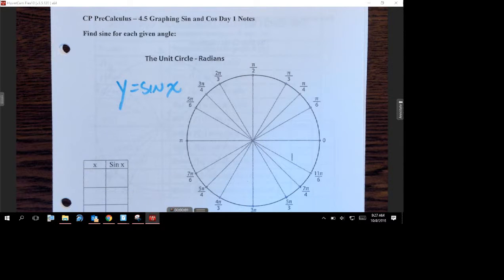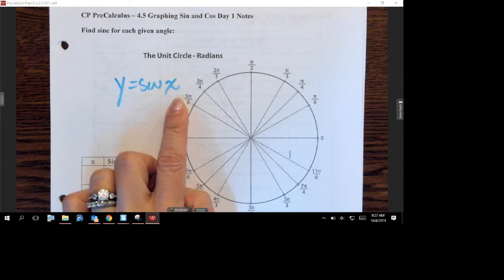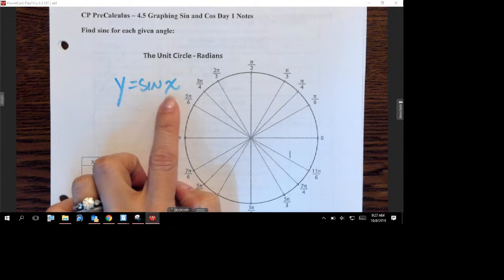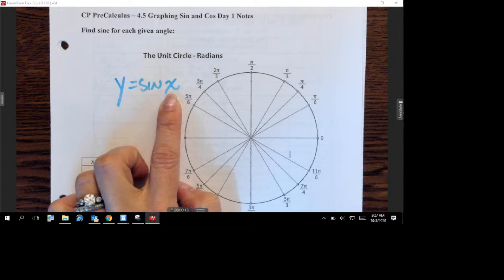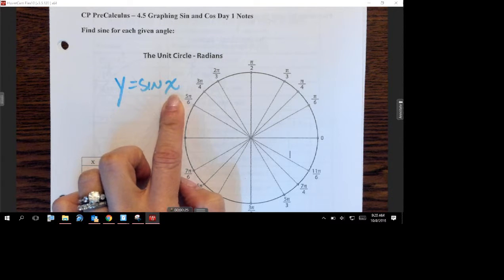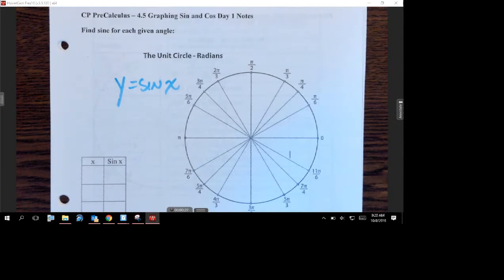Okay, so we are going to be graphing y equals sine x today. And the input, what is it when I say sine of x? What does x represent? Sine of an angle is always an angle. So our input is the angle.